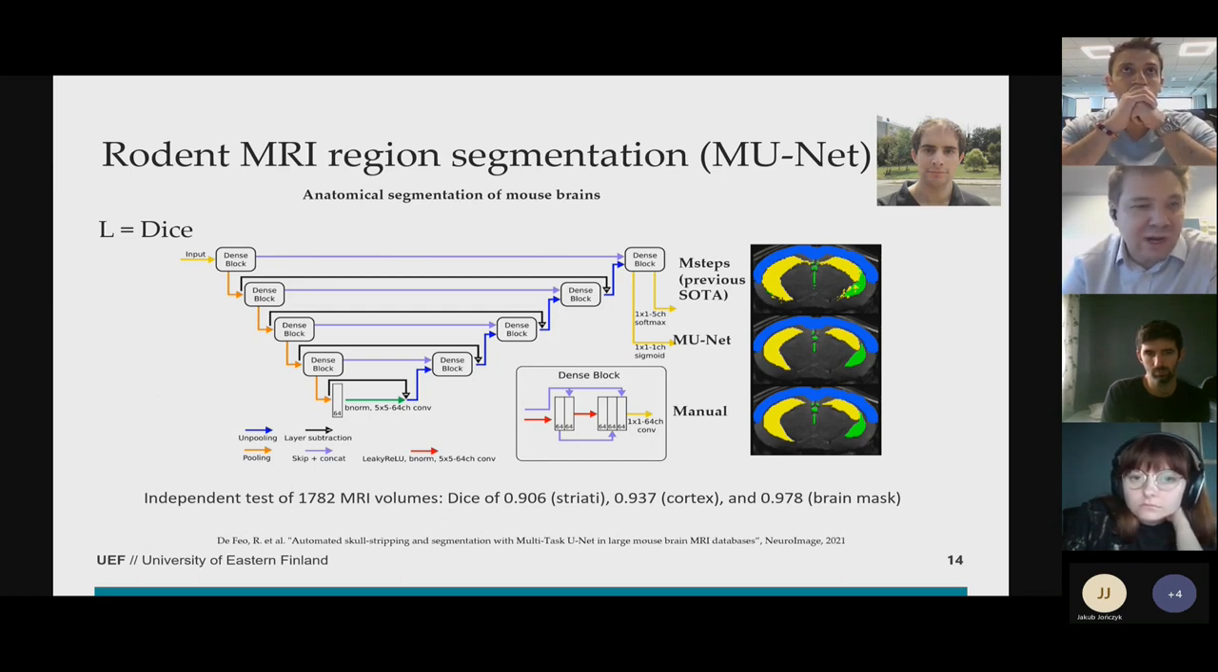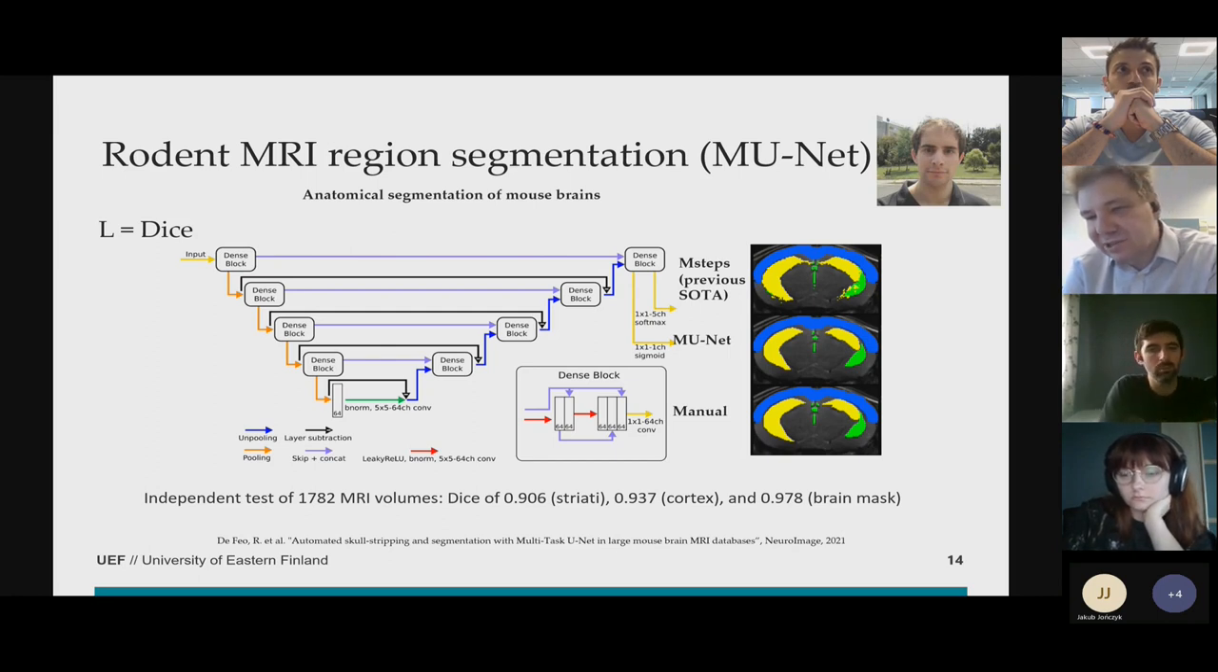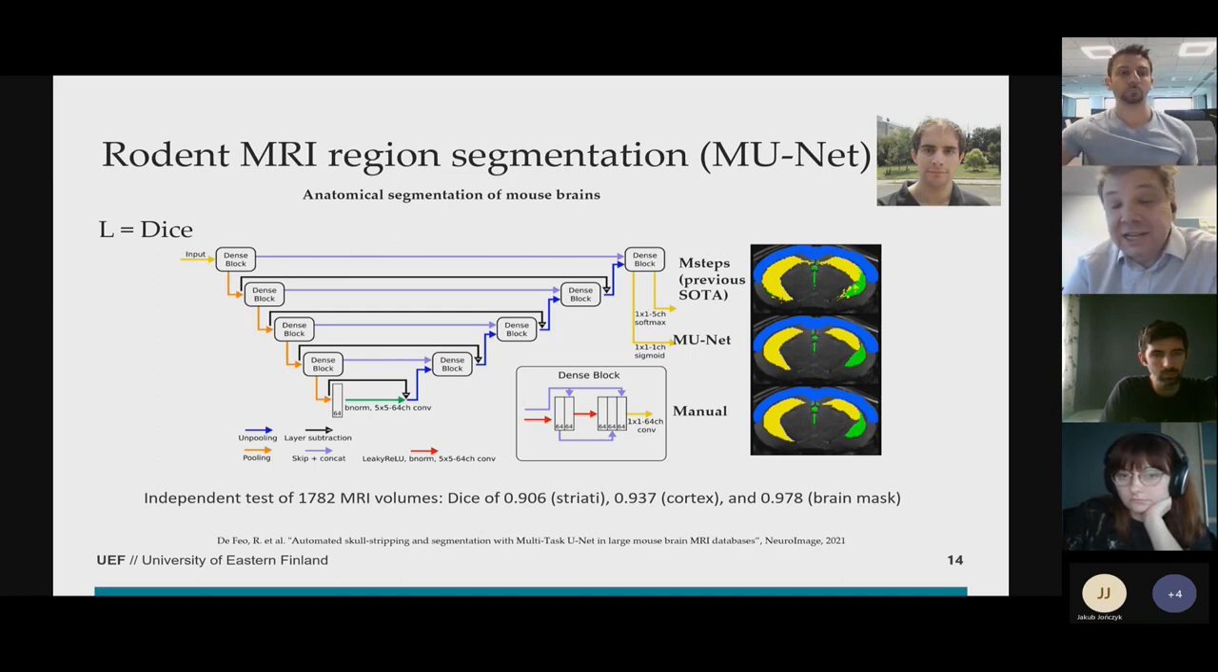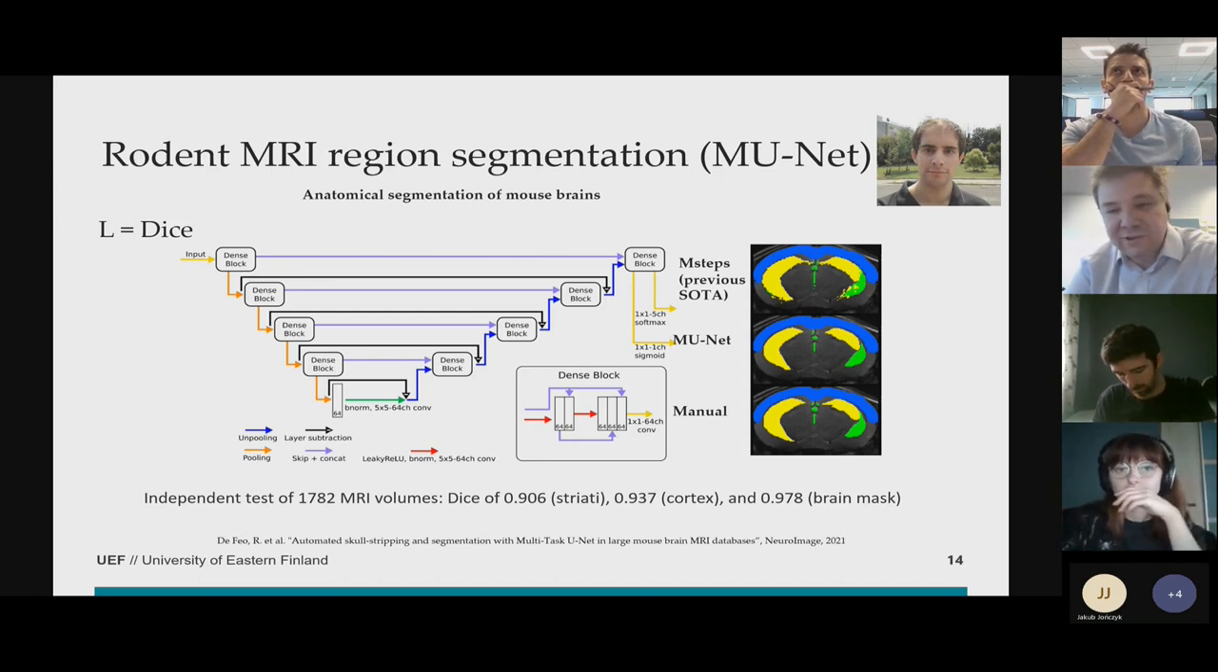This is an encoder decoder architecture network, a UNET-like architecture, and as a loss function we used a multitask dice loss. And we tested this approach with an independent test set of nearly 2000 MRI volumes of mice, and this was really successful, achieving over 0.9 dice scores for all regions.